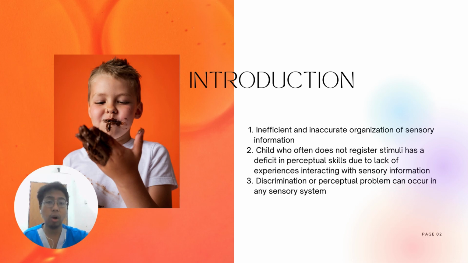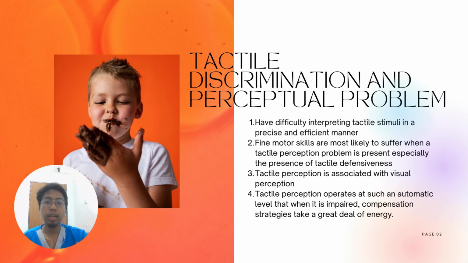Discrimination or perceptual problems can occur in any sensory system: tactile, touch, visual, auditory, etc. So let's start with tactile discrimination and perceptual problems. In these cases, children have difficulty interpreting tactile stimuli in a precise and efficient manner. For example, when we touch slime, we can be precise about how much muscle power we use to touch slime or whatever. But when it comes to them, tactile discrimination problems cause a lot of difficulty, especially for fine motor skills.